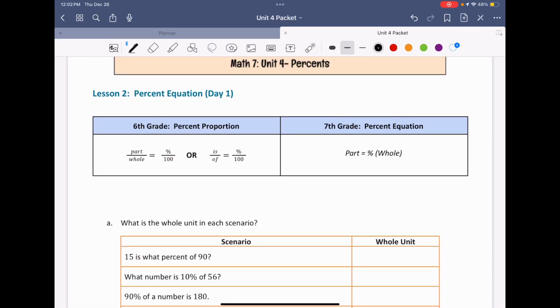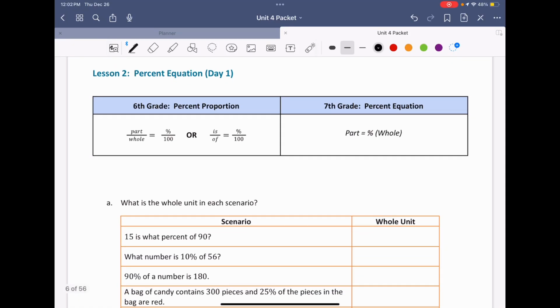All right, we're on lesson 2. This is our first day with the percent equation. So up at the top, you will see that there are 2 different things here. One is what you learned in 6th grade, and the other is what we are going to learn now in 7th grade. So we are no longer using what you used in 6th grade, which is part over whole equals percent over 100. So you should not be using that on your paper when we are solving percent equations anymore.